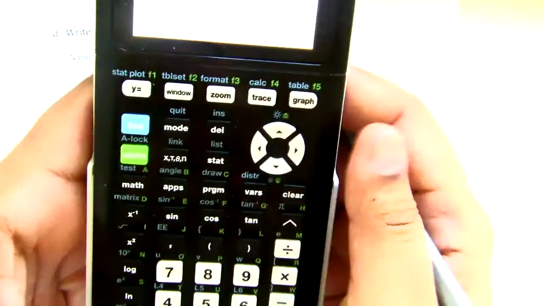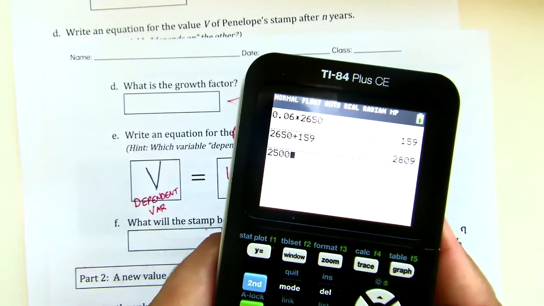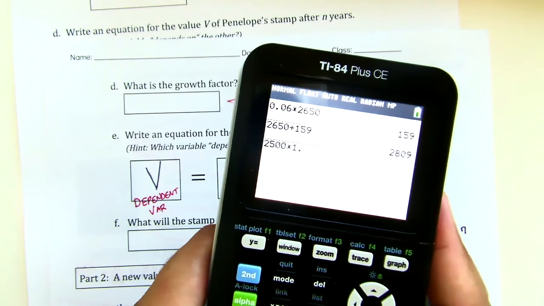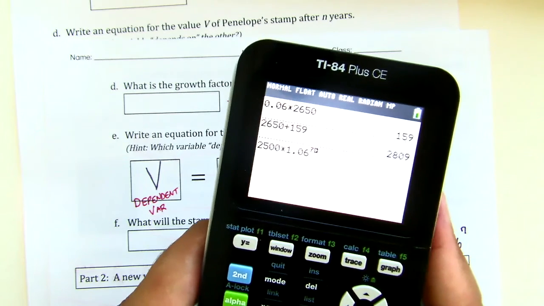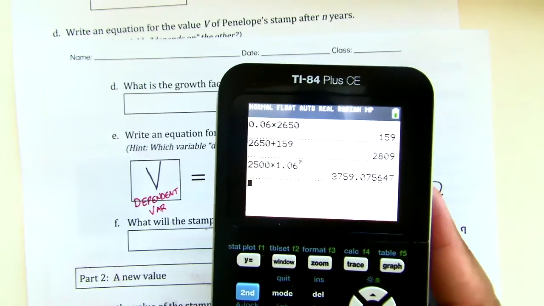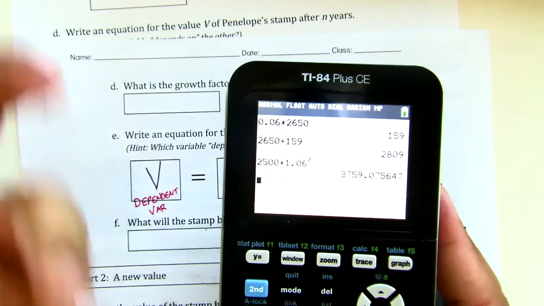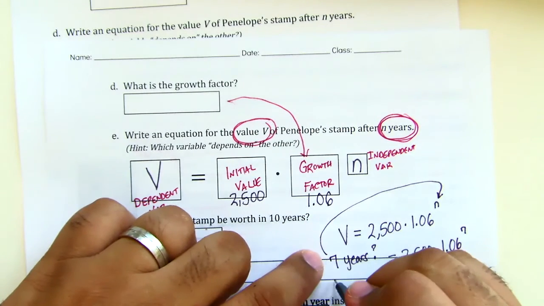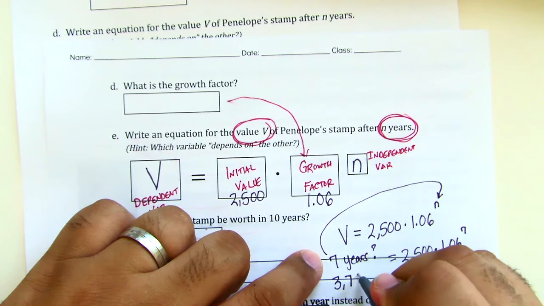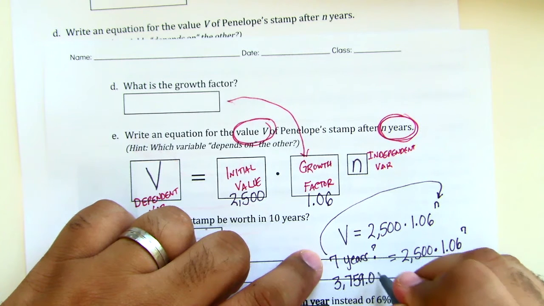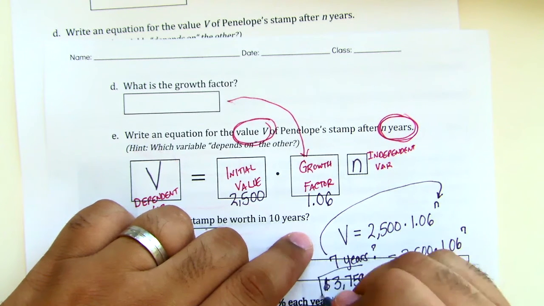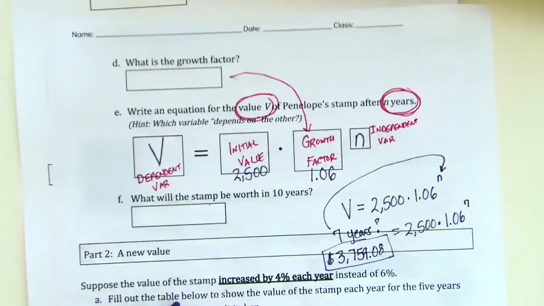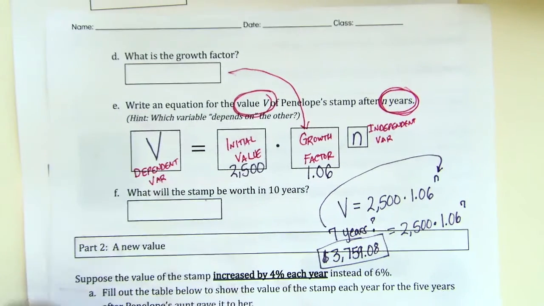And when you put that into the calculator, I'd say 2,500 times 1.06 raised to the 7th power. Hit enter. So that's my number there. $3,759.08. So in 7 years, this equation tells you the value of the stamp is $3,759.08, right? You need to do something similar to find the value of the stamp in 10 years, okay? Any of that did not make sense, pause the video, rewind it, rewatch it again, come to the Zoom session, I will help you there, right?